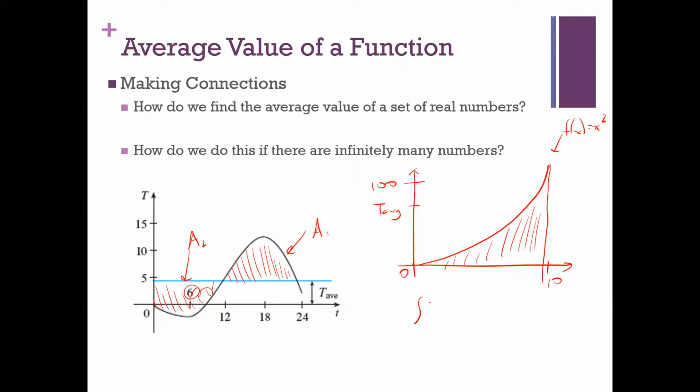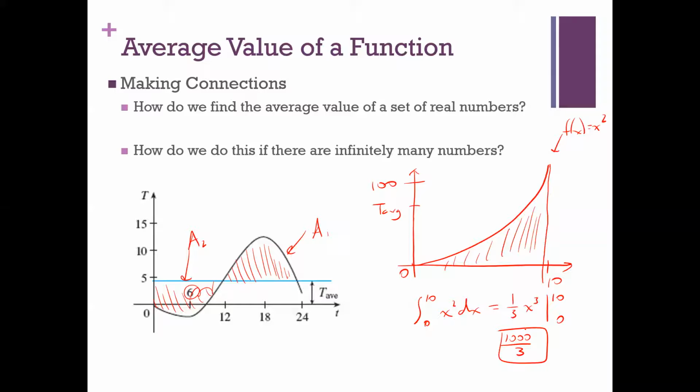So could we find this area, by the way? How would I do that? I'm going to go from 0 to 10 of what? X squared dx. That would give us 1/3 of x cubed, evaluated from 10 to 0, and we'd get 1/3 of 100, 1/3 of 1,000. So that's the area, right?